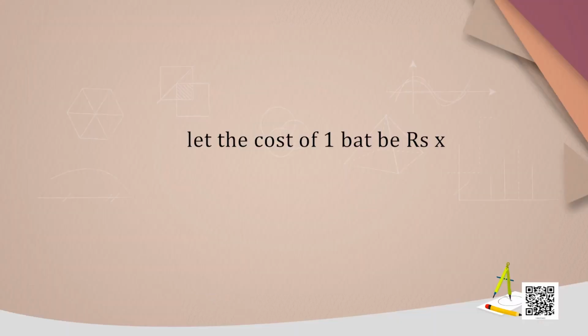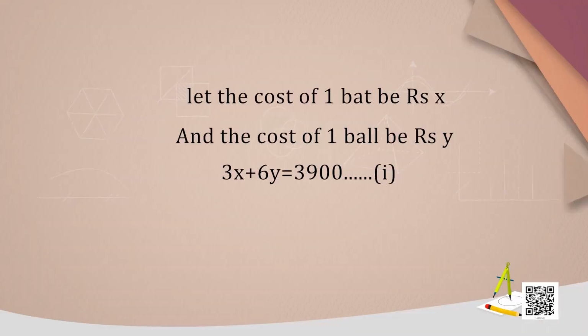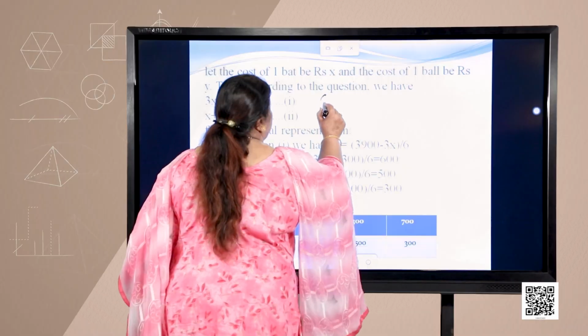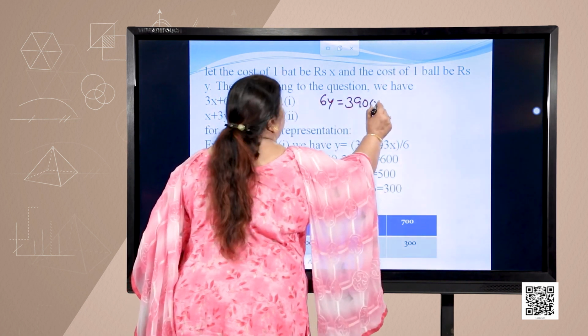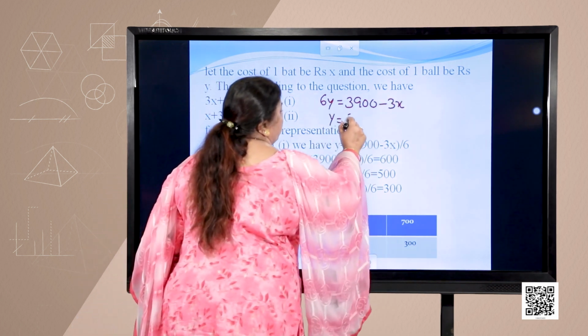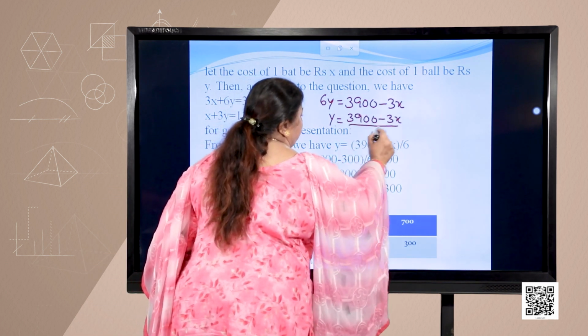Let the cost of one bat be rupees x and the cost of one ball be rupees y. Then according to the question, we have 3x plus 6y is equal to 3,900, and the second equation, x plus 3y is equal to 1,300. For geometrical representation, from the first equation, we have 6y is equal to 3,900 minus 3x, which can be written as y is equal to 3,900 minus 3x upon 6.